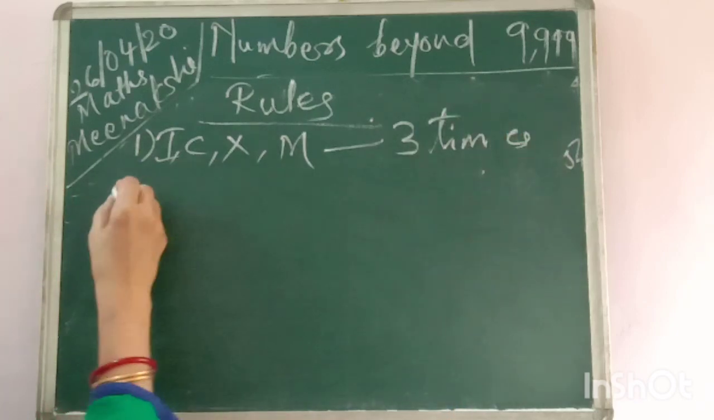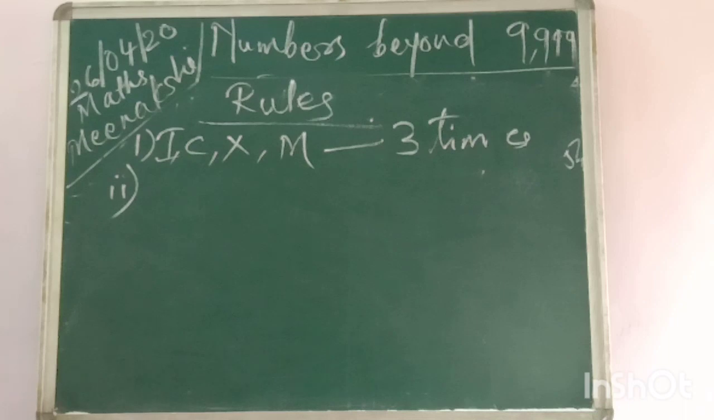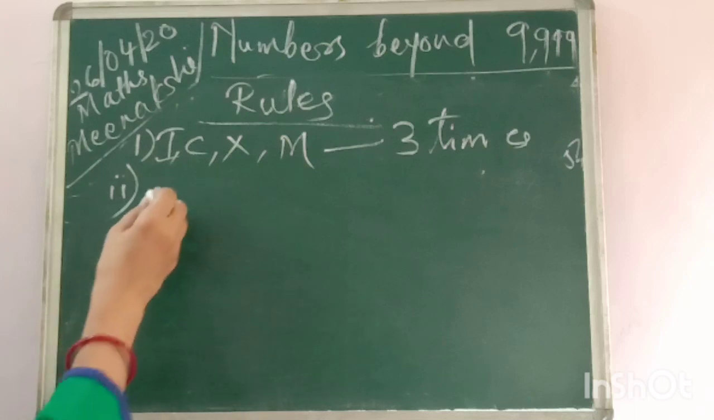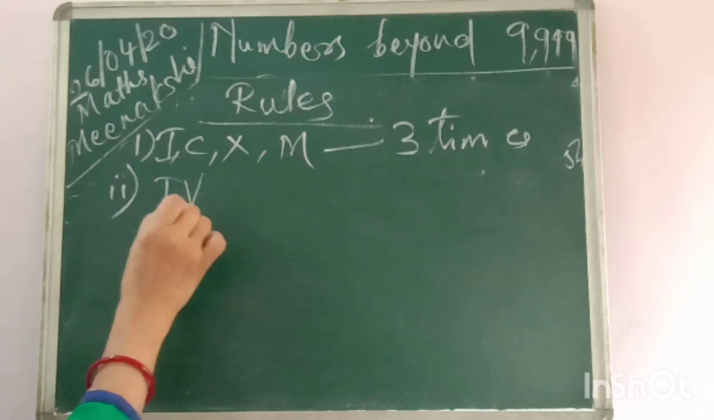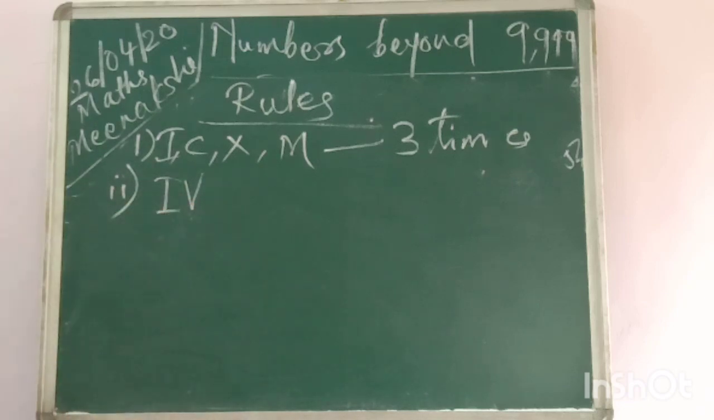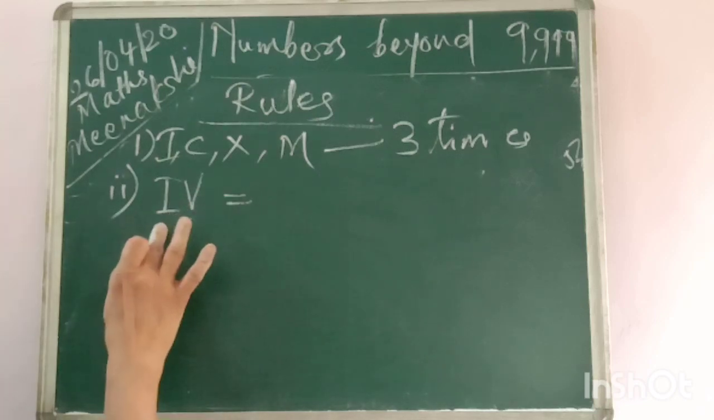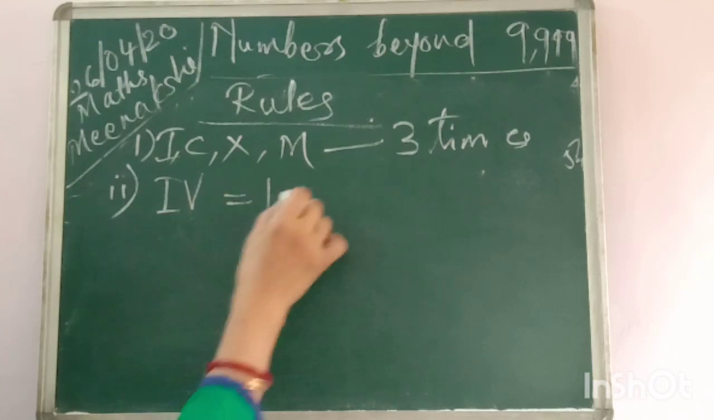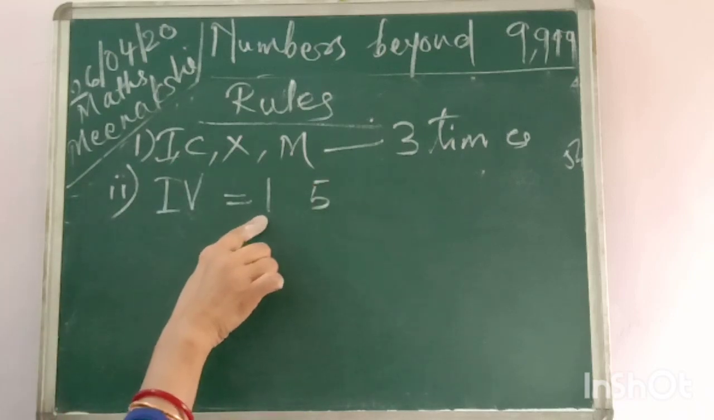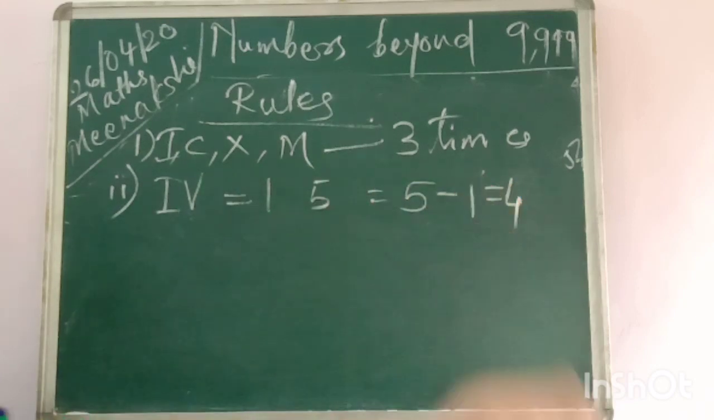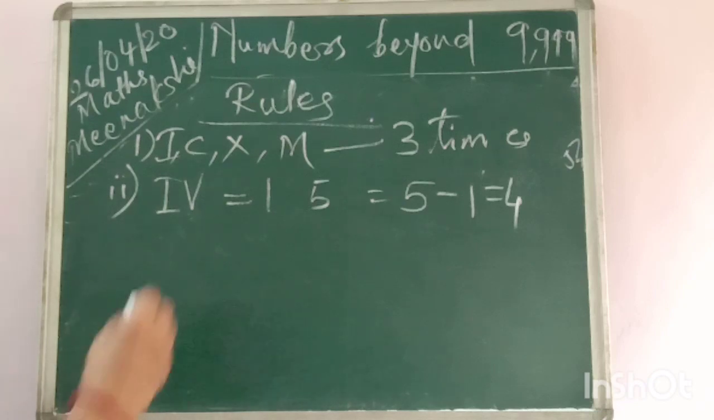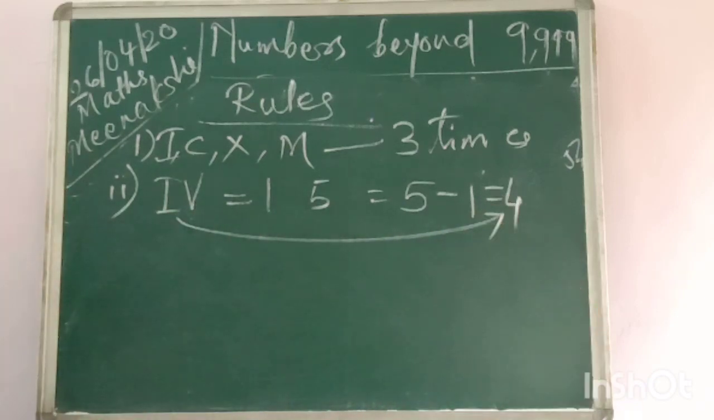Then the second rule. Suppose you are writing a smaller numeral to the left of a greater numeral, for example, writing I to the left of the greater Roman numeral V, then it will be subtracted. You know the value of I is 1 and that of V is 5. Here this 1 is on the left of this 5, so it will be subtracted. That is 4. So the value of this Roman numeral is 4.